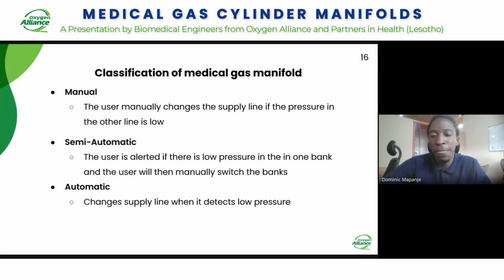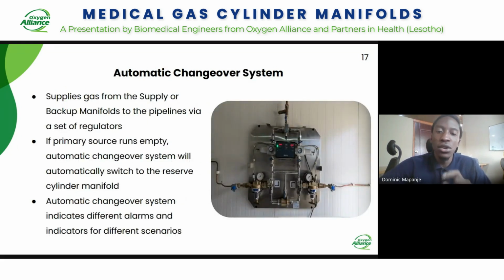A crucial component here is the automatic changeover system. This is the device used in automatic manifolds, where it has to change automatically. It is a set of regulators. As you can see in the picture, there are regulators, and there are also pressure gauges which show you the pressures in the primary bank and the secondary bank. It also has indicators which show you the amount of gas in the banks, and which bank is supplying at a time. The automatic changeover system does the changing from one bank to another on its own. The operator will just be replacing the empty cylinders.